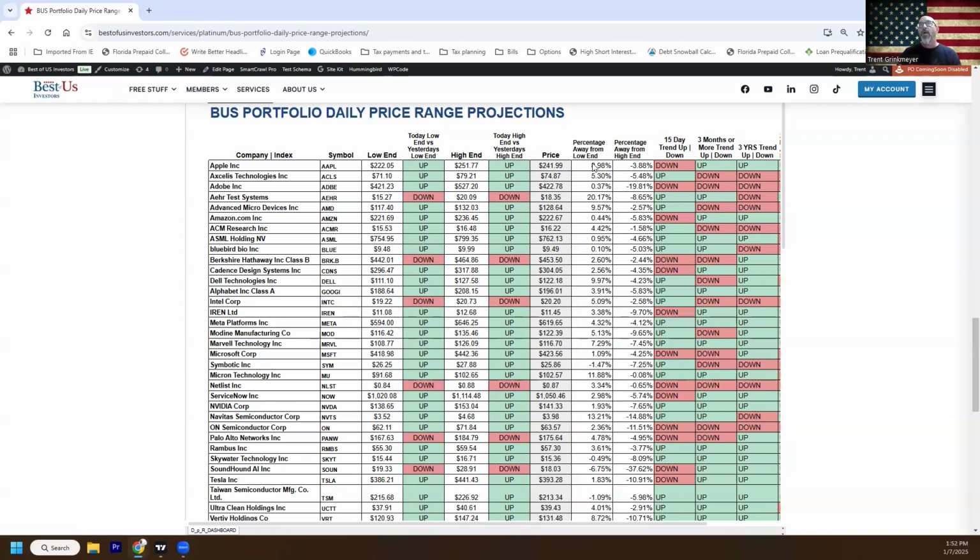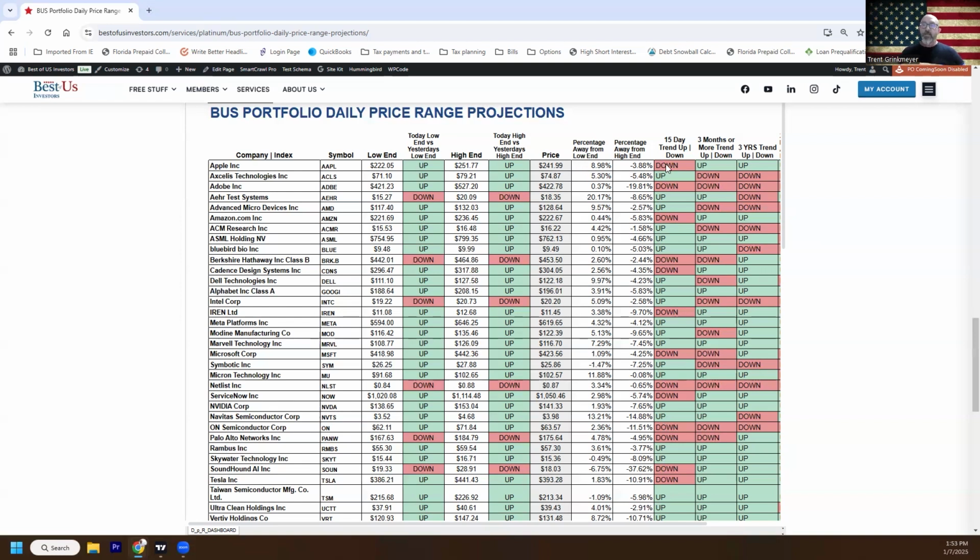And today's price, and this updates every 20 minutes or so, is $241.99. So the price today, right now, is 8.98% away from the low end and 3.88% away from the high end. So what is that telling me?